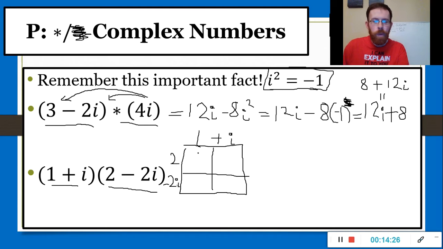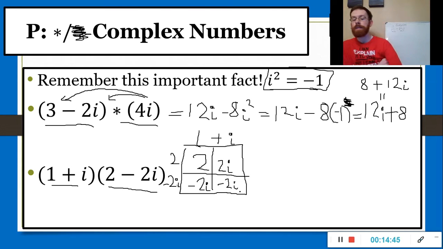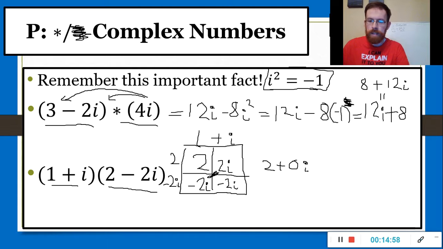Alright, 1 times 2 is 2. 2 times i, 2i. Negative 2i times 1 is a minus 2i. And a minus 2i times an i is a minus 2i squared. Now, obviously the first part doesn't change, the last part does change, and so does this middle part. But if you have a minus 2i and plus 2i and you need to combine like terms, guess what? They are going to cancel each other out. So you have 2 plus 0i. Now, since that's a 0i, that's just 0. You don't need to write it.